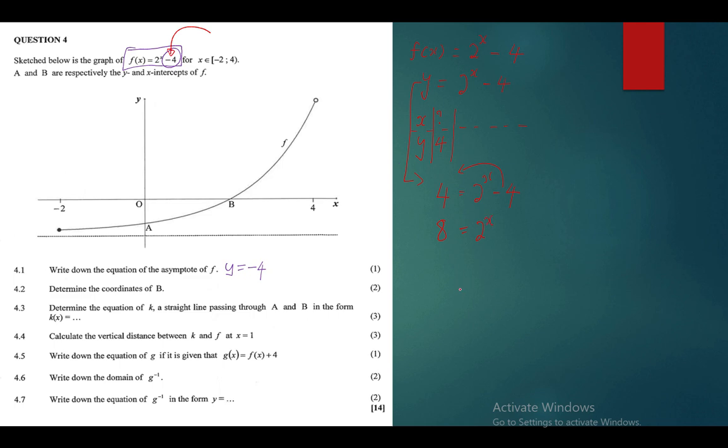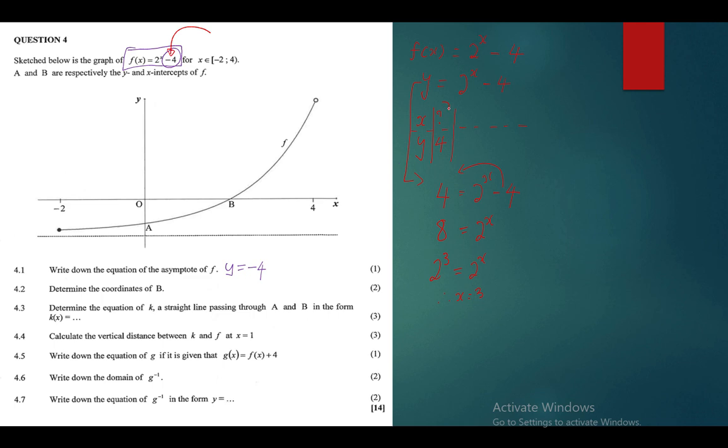When you solve for x, in this case, you might want to make your base the same. This is an exponential equation. So you have got 2 to the exponent 3 equals 2 to the exponent x. Therefore, x equals 3. Meaning that when y is 4, the value of x is 3.